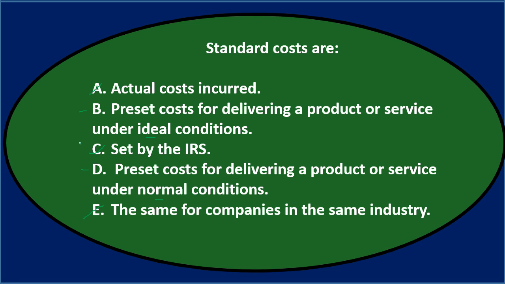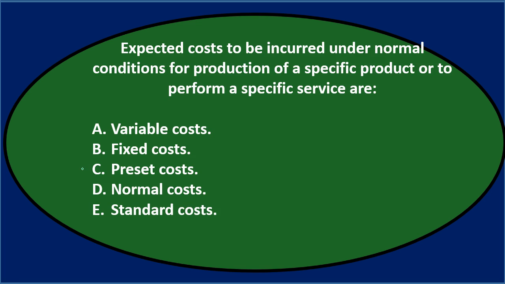It's an ideal that's not exactly achievable in practice, because there's always going to be some conditions that will be normal to practice that will not allow us to achieve the ideal. So D is the final answer. Standard costs are D, preset costs for delivering a product or service under normal conditions.